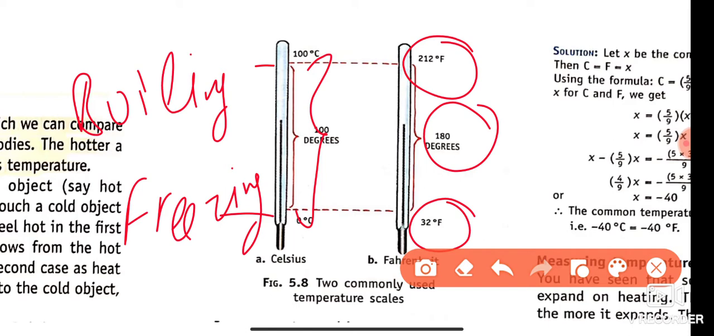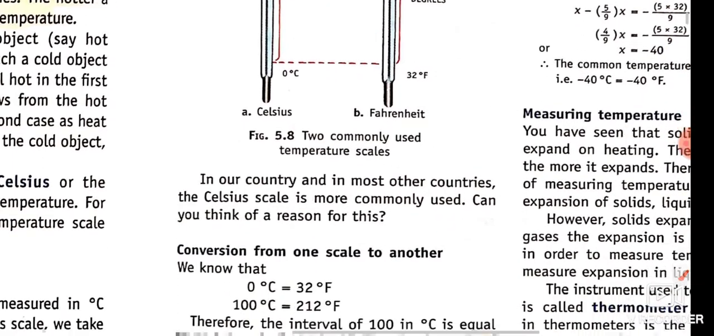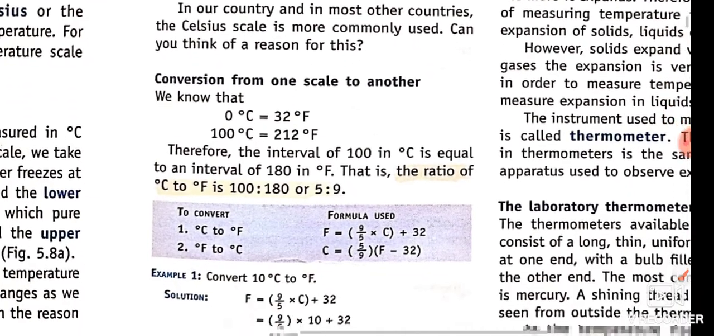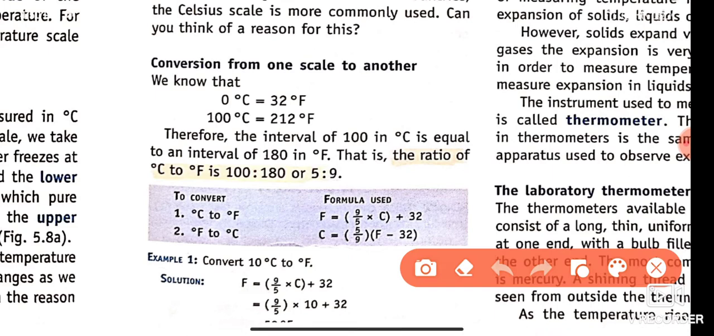I hope students you got it well. Okay, so let us now understand how to convert them. We know that 0 degree Celsius is equal to 32 degree Fahrenheit, and 100 degree Celsius is equal to 212 degree Fahrenheit.